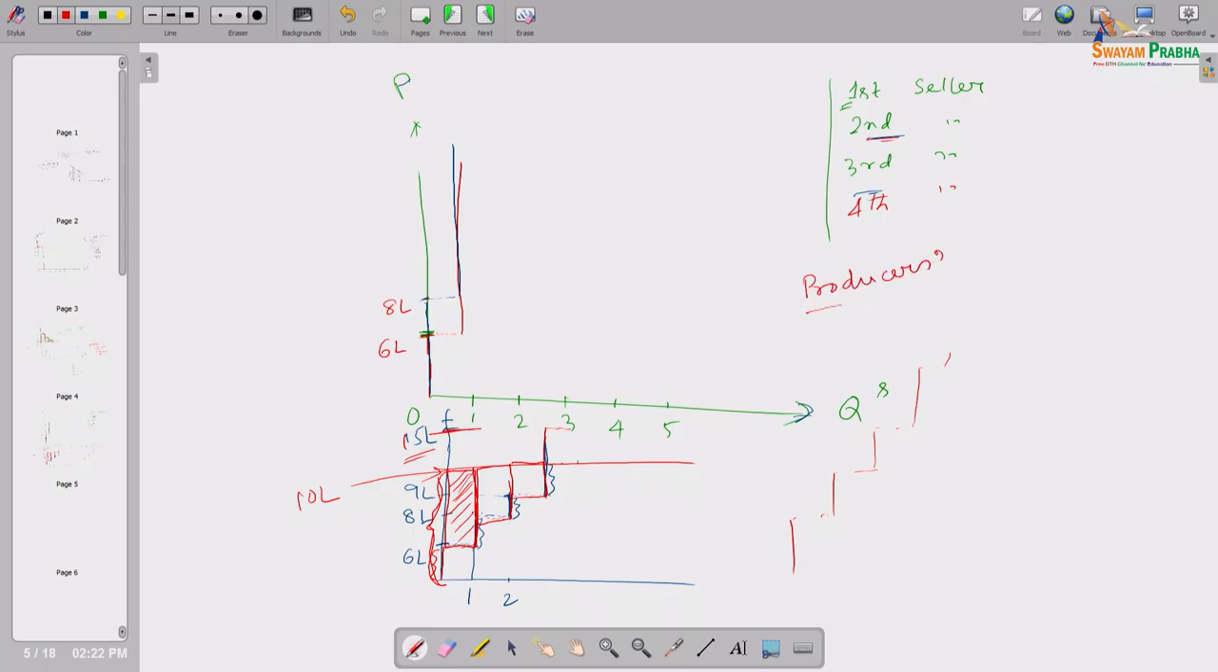So the producers' surplus, as a group, will be bordered by this green colored area, this entire area. And of course, this surplus is basically again the welfare generated by the producers as a group by participating in the market. Let us stop here and we will continue in the next lecture.